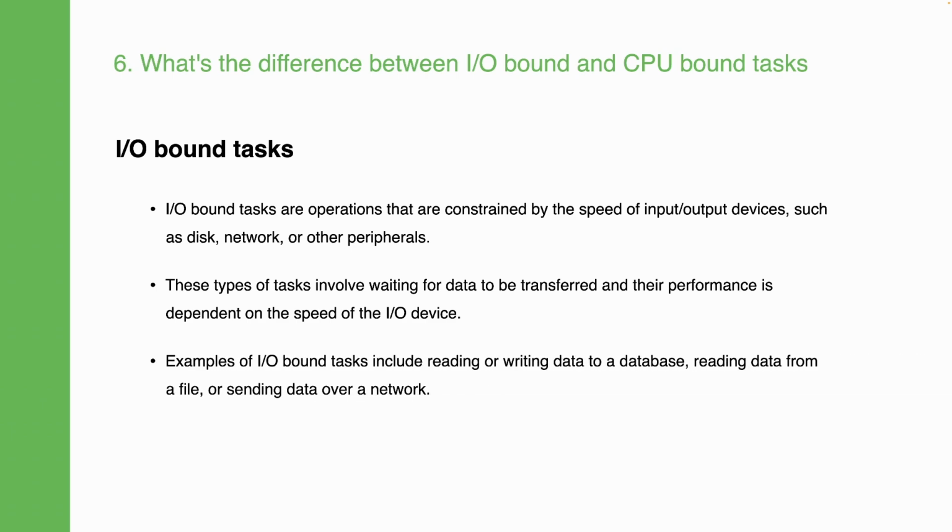Some examples of I/O-bound tasks include reading or writing data to a database, reading data from a file, or sending data over the network. All of these are tasks normally performed by a network server, such as a Node.js server.